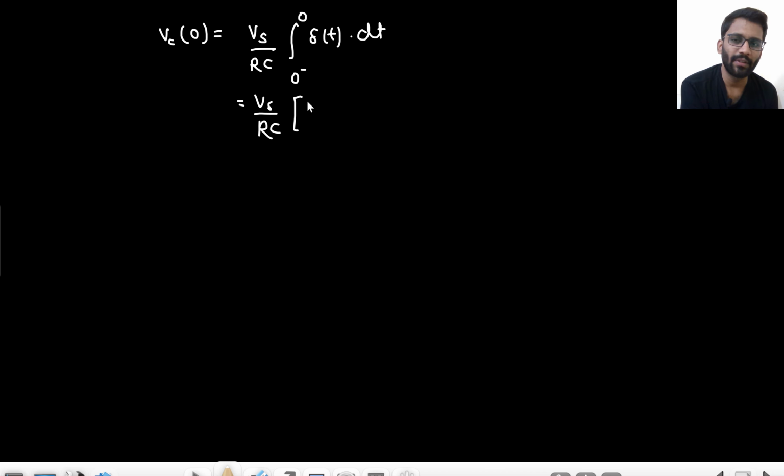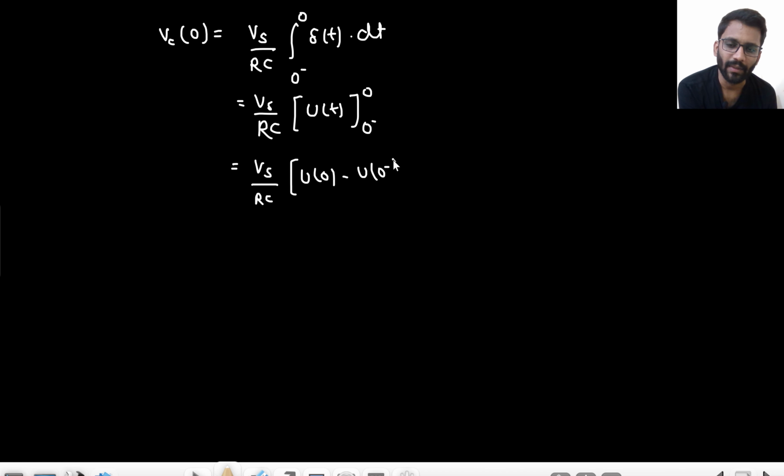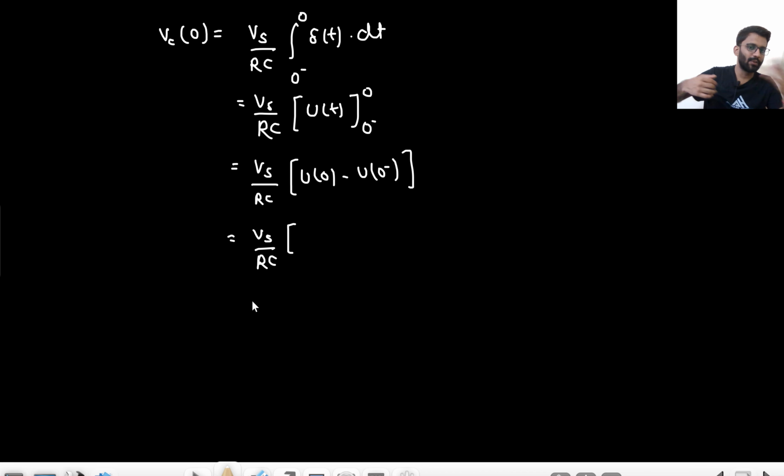What is the differentiation of delta t? That is the integration of delta t, that is u(t) from 0 minus to 0. So Vs by Rc, u of 0 minus u of 0 minus. Look, you don't really define the value of u of 0, but you can take it as 1 for now, because the voltage at t equals 0 and 0 plus would be the same.